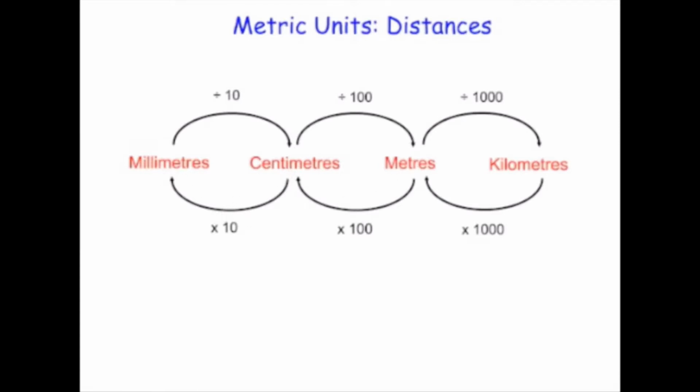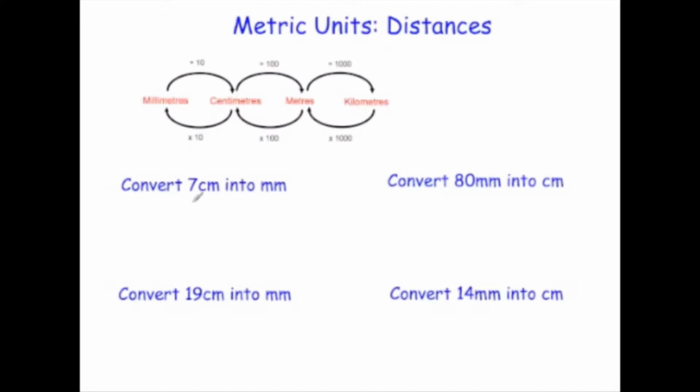Let's have a look at some typical questions. So the first question says convert 7 centimeters into millimeters. So to go from centimeters to millimeters, you're going to times by 10. So 7 centimeters times by 10 is equal to 70 millimeters.